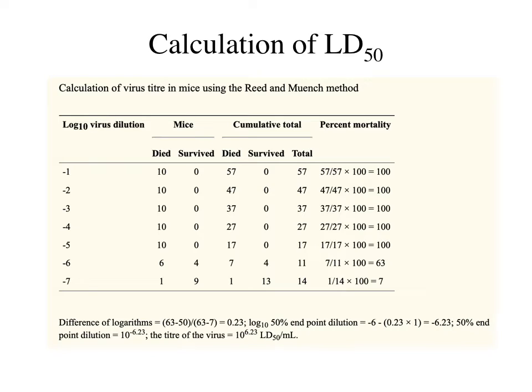And see, that's why I said these are quantal assays, they're all or none, because you don't determine which mouse might have gotten sick or so on. You look at live or dead, and then you get your cumulative totals and figure out your percent mortalities, which you see at the side here. And then you just do, at the bottom, there's just another Reed-Muench calculation. And you can see that in this case, the titer of the virus was 10 to the 6.23 LD50 per microliter.